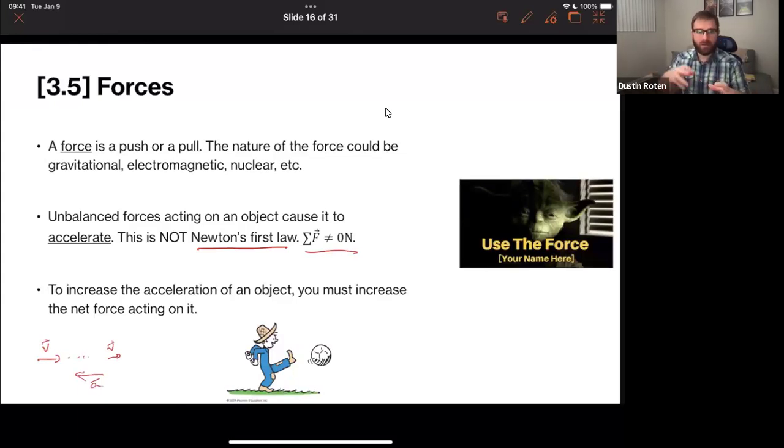So anytime you want to change the acceleration, what you want to do is apply a force, because the source of the acceleration is going to be from a force. Okay, so anytime you're causing an acceleration, you're literally just unbalancing forces. You're causing the net force to act on it.